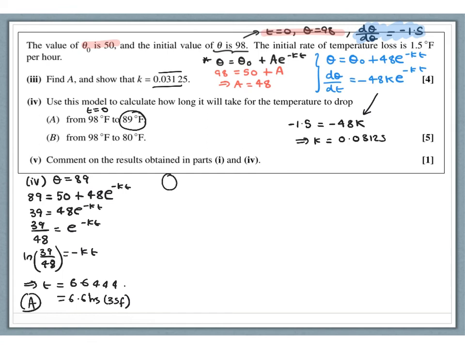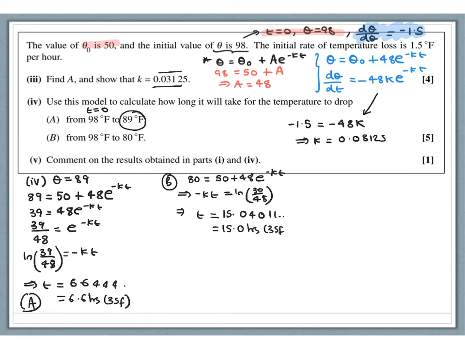The answer to part B, we do something very similar. So theta equals 80 degrees this time. So 80 equals 50 plus 48 e to the negative kt. And it shouldn't take long to get you to the fact that negative kt is equal to ln of 30 over 48. And you will find that the time is equal to 15.040011. So that's 15.0 hours to 3 significant figures.